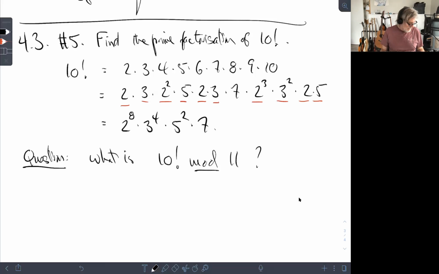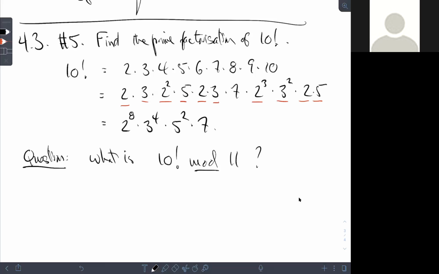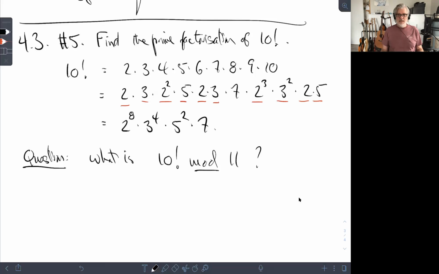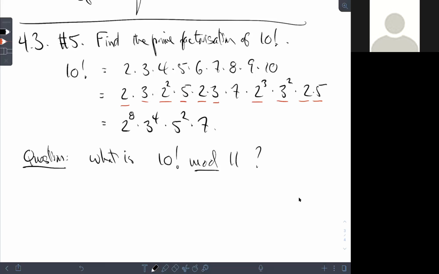Okay, so, sir, I have a question. Yes. I might be slow on this one, but basically, mod 11 is as if we did, like in Java, 10 factorial remainder of 11. Yes, that's it. So you divide by 11, you look at the remainder. That's exactly it.